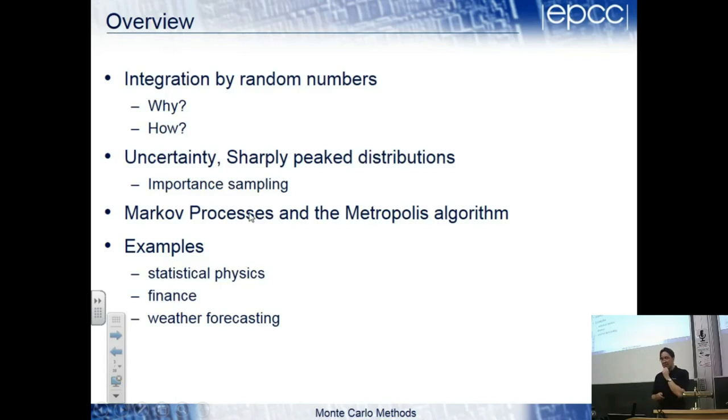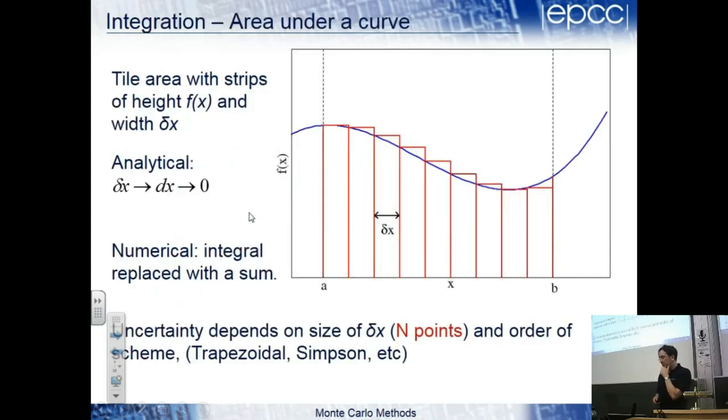But the more realistic example, which motivates something called Markov processes and Markov chain Monte Carlo, comes from very sharply peaked distributions. And I'll hopefully motivate that. I may not have enough time to go through the example. Hopefully I'll talk about enough to give you some feeling for what these terms mean and why they're useful.